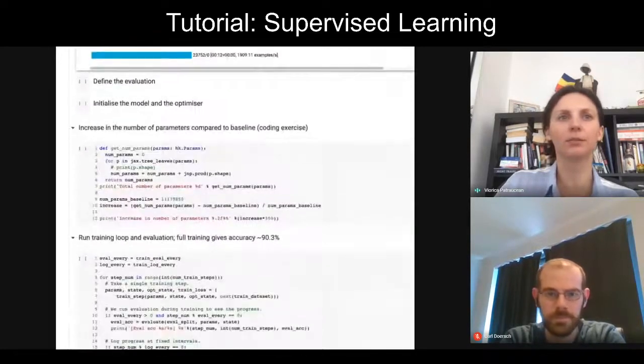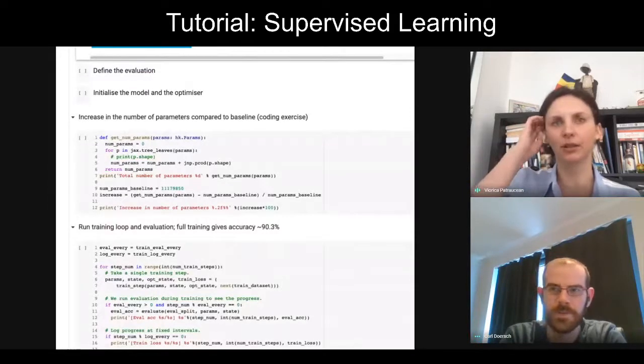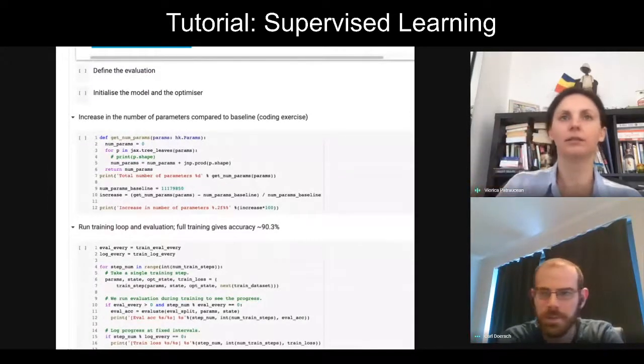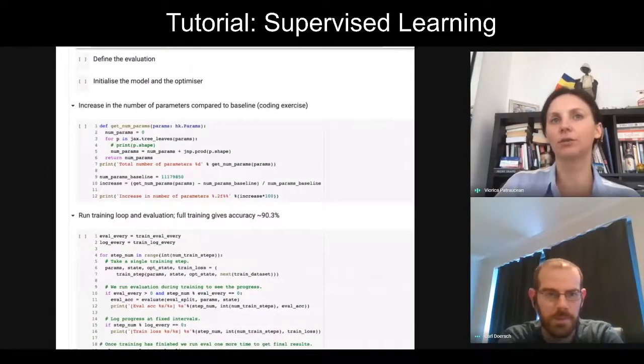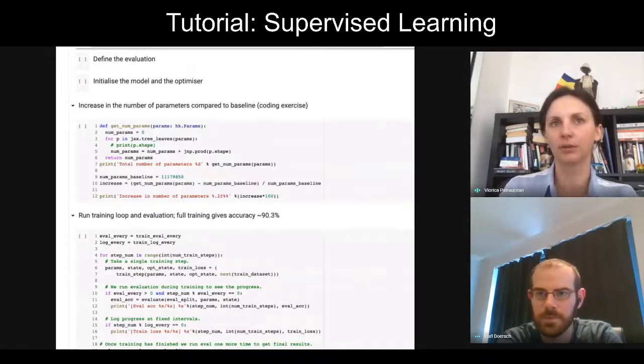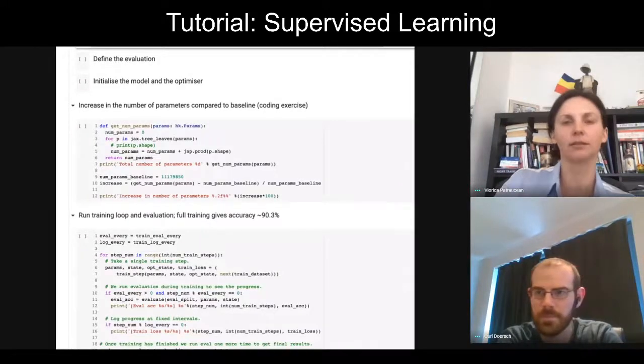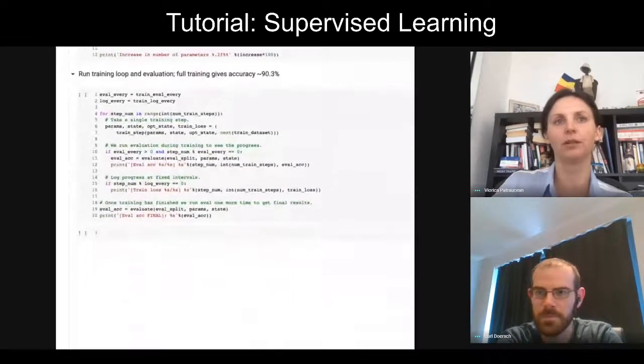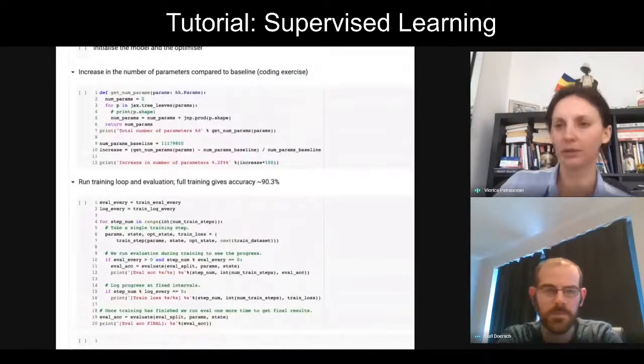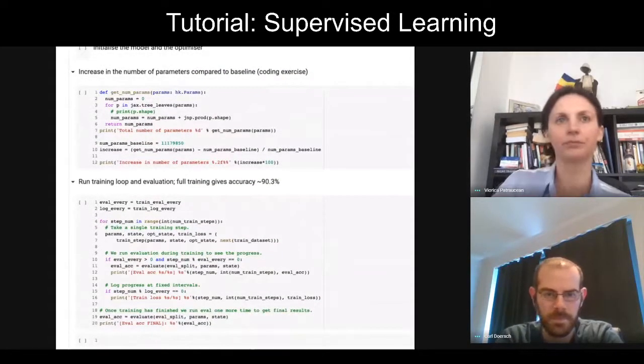Sorry that we didn't manage, but this is now running the rest of the code, and also looking at the difference in the number of parameters. You will notice that the increase is actually very small. It's less than a 1% increase in the number of parameters. But you do get a better test error.